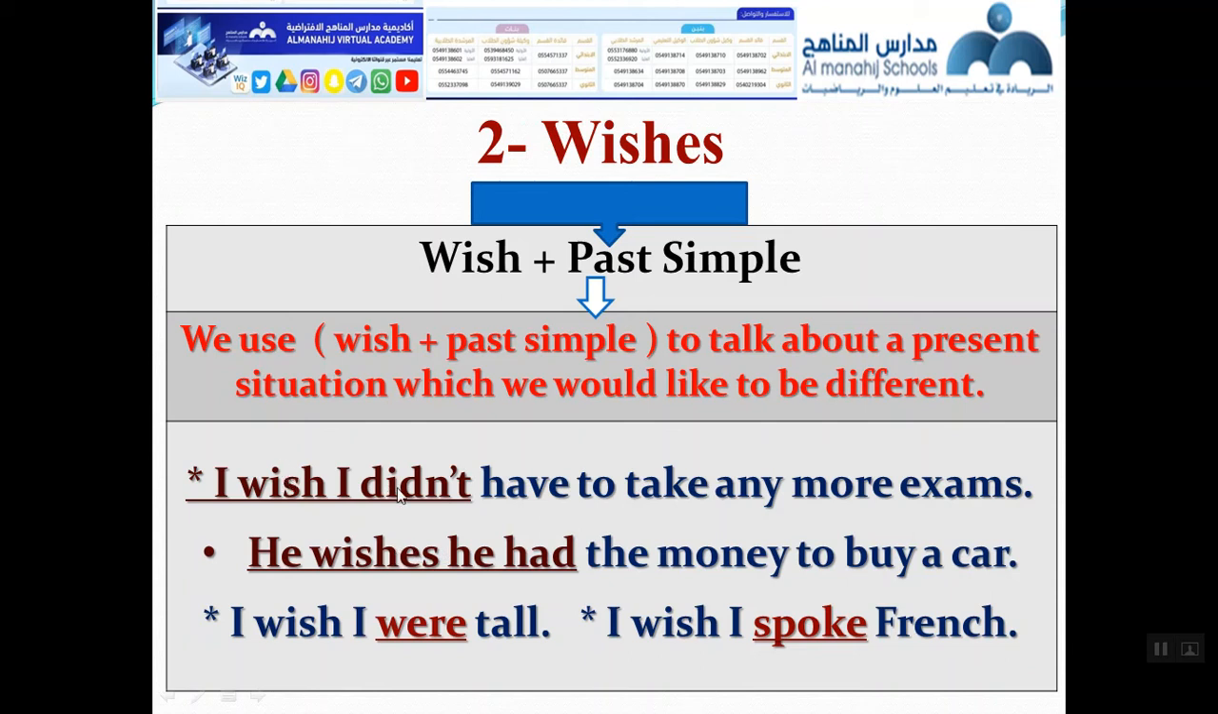Look here, after wish we use past simple tense. Wishes he had, past simple tense. I wish I were tall, but really I'm not tall. I'm short, but I wish I were tall. أتمنى أن أكون طويل, but I'm not tall. Just a wish. I use wish with past simple tense to express that I want a different situation, a different state, something different from the present one which I really have.